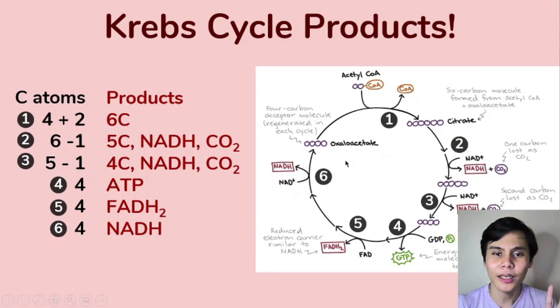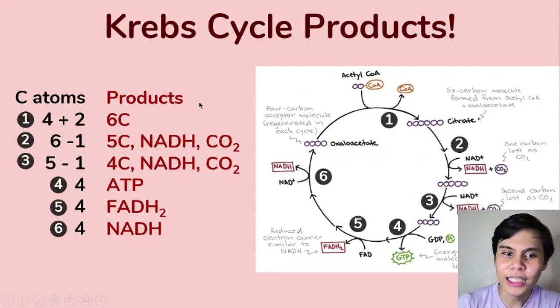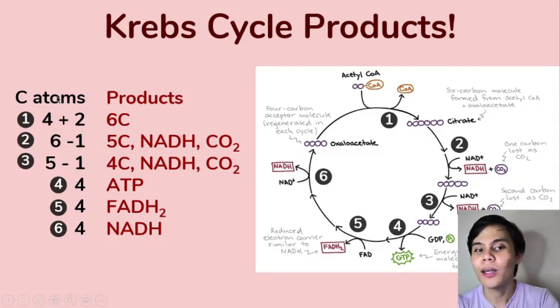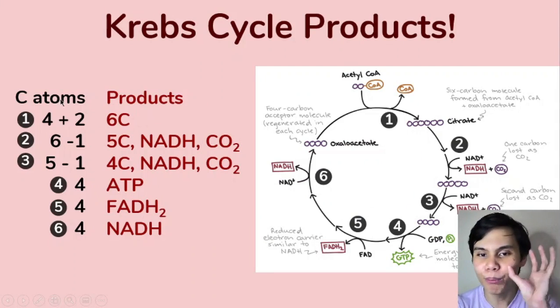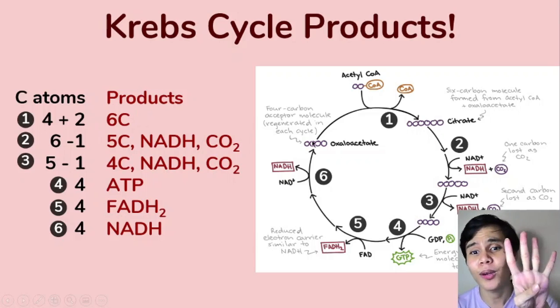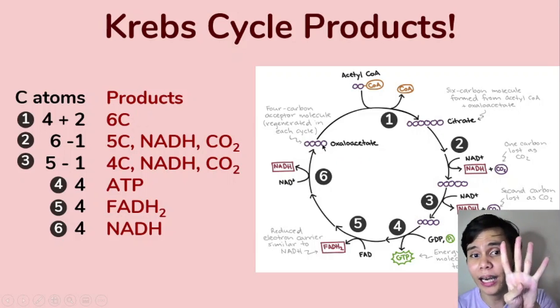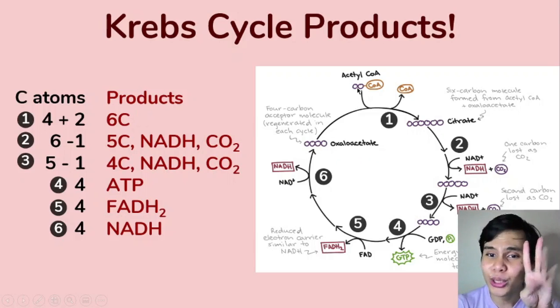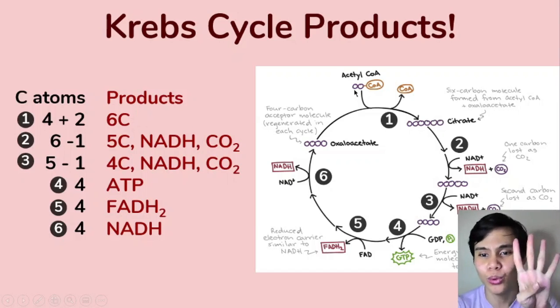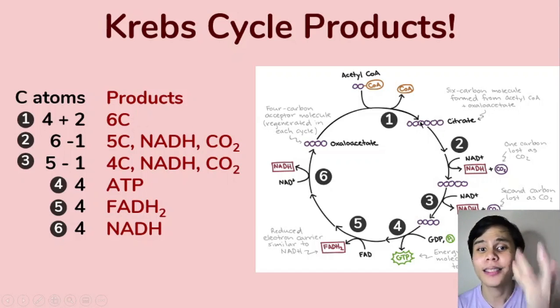And so bear with me here. We have here a nice little diagram. So in step number one, if we're looking at the carbon atoms, the blue circles, we start out with a molecule that has four carbon atoms. We count this one, 2, 3, 4. Okay, that's four carbon atoms. We attach two carbon atoms. So 4 plus 2 is 6. We get a 6-carbon compound, and so on.